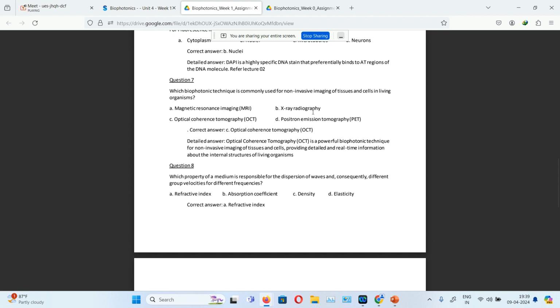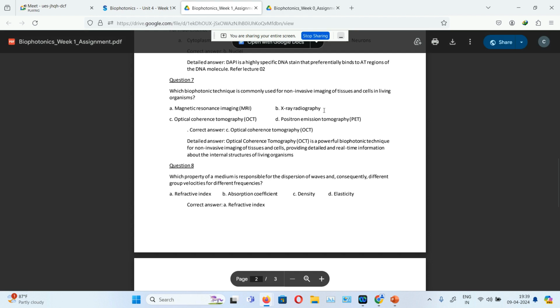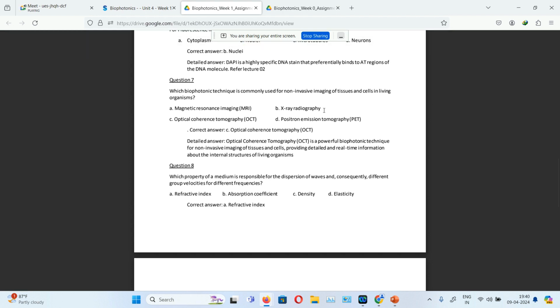X-ray radiography is using X-rays to image the bone and other things. So this is not the method. High contrast X-ray is not at all good for cells also.